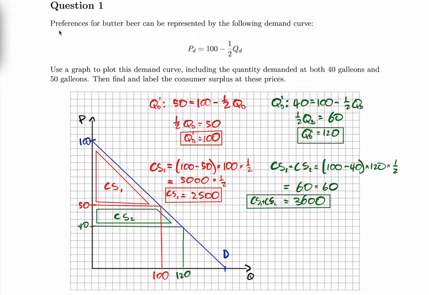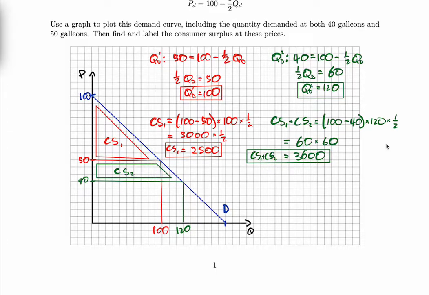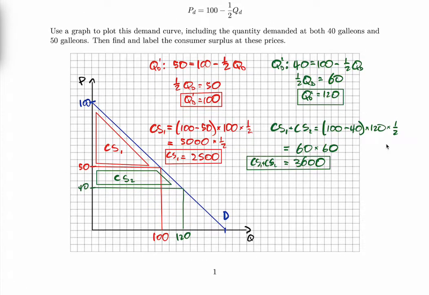So question 1, preferences for butterbeer are represented by this little thing here. So we have the positive intercept, and then we have a negative relationship between quantity and price, which simply captures the demand curve, as we've talked about. So we're asked here to use a graph to plot this demand curve and then talk about quantity demanded at two different prices. And then once we're done with that, we find and label consumer surplus at both of these prices.